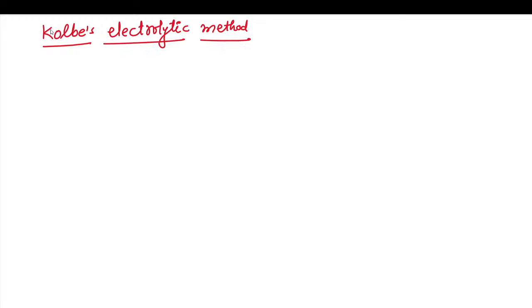Kolbe's electrolytic method. So in Kolbe's electrolytic method, what we do? First we take a concentrated aqueous solution of the sodium or potassium salt of a monocarboxylic acid, like sodium carboxylate. So sodium carboxylate, the sodium salt or potassium salt of a carboxylic acid, is electrolyzed and an alkane is formed as a product.